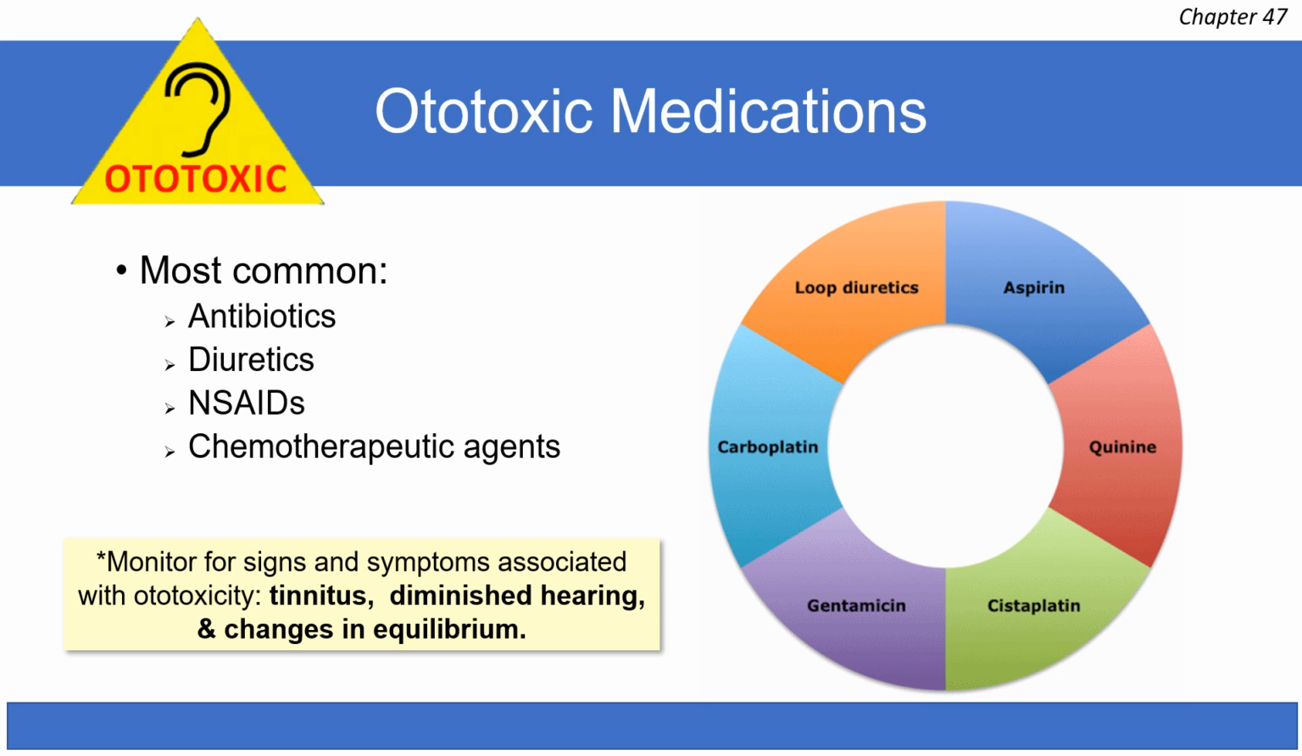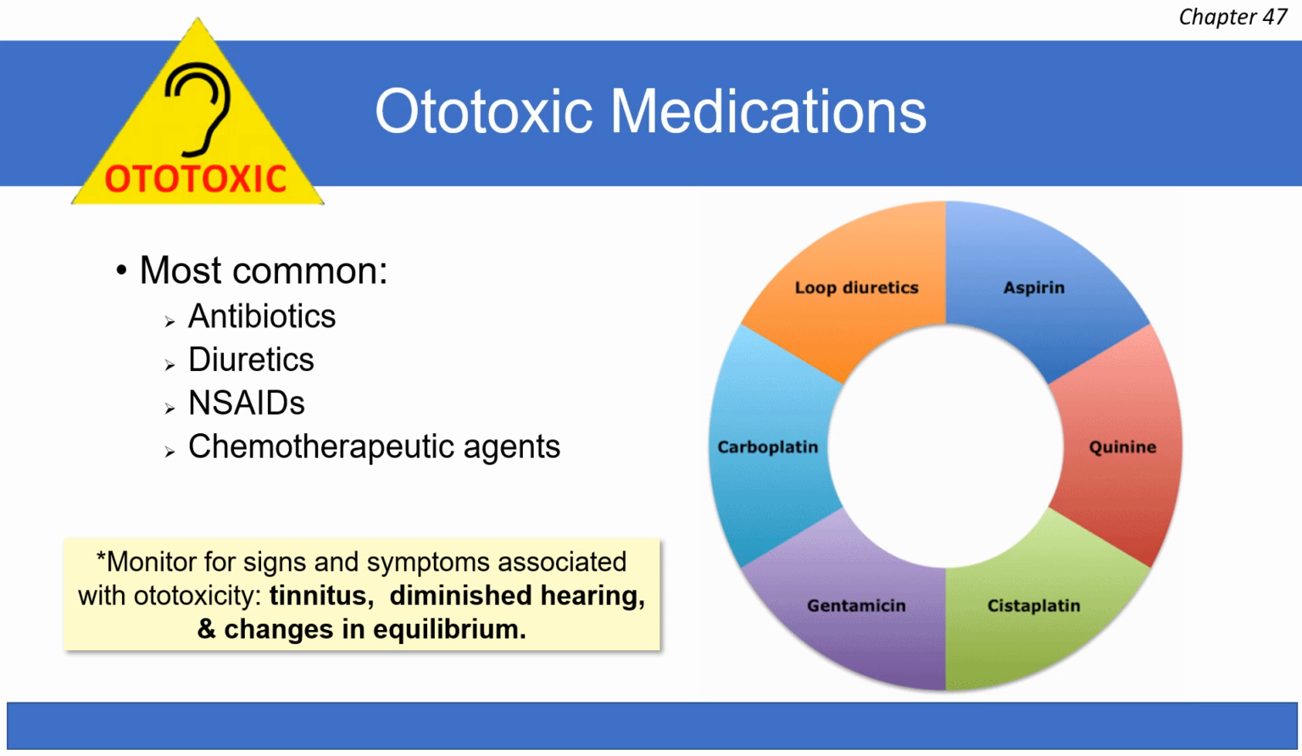Ototoxic medications. So the ear has many little structures in there. It's a sensitive organ, and it has a lot of fragile parts. So there are several categories of medications that can be dangerous to the functioning of the ear. We call those ototoxic medications. A lot of times patients don't even know that some of the medications that they're taking can be ototoxic. So it's important that we recognize that when we're looking and asking about their medication use.